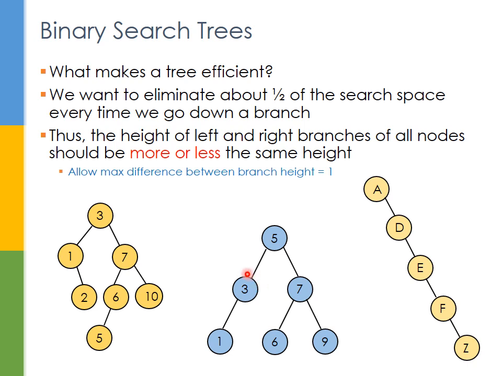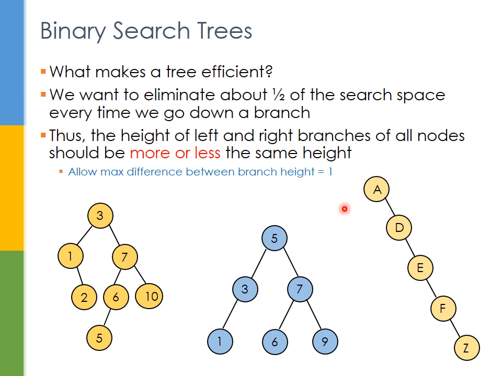We can also see for this node 3, we have a difference in the left and right branch heights of 1. For the node 7, we have a difference in the height of the left and right branches of 0 once again. So in this case then, we have a very well balanced tree. It is a tree that will eliminate approximately half of the search space at each step.